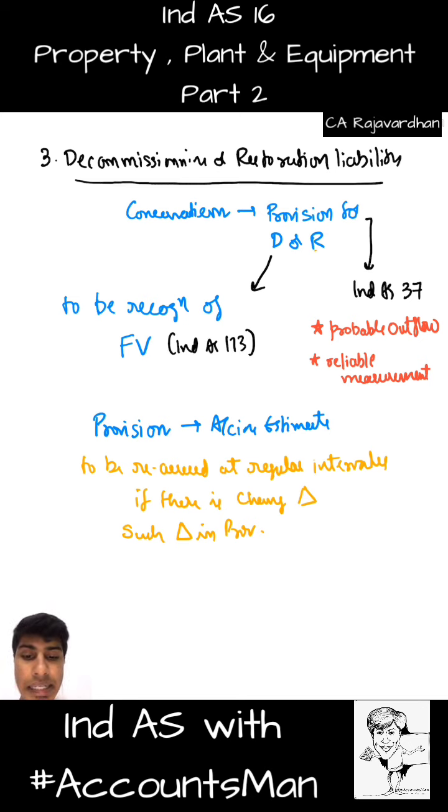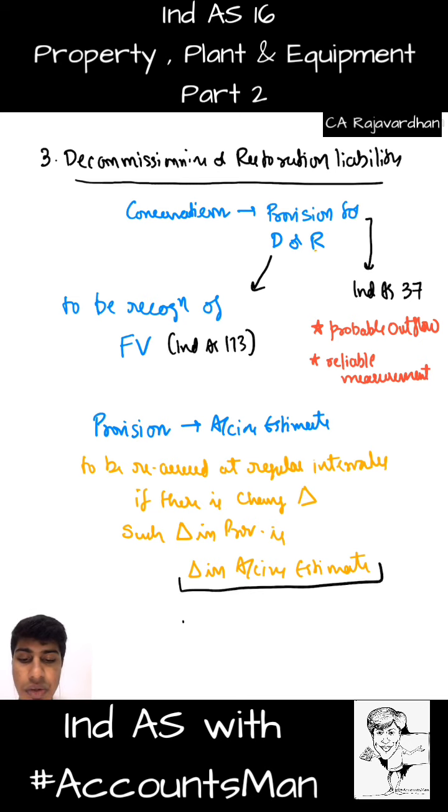But how do we do it? Such change in the provision is a change in accounting estimate. It is not a change in accounting policy. And whenever there is a change in accounting estimate, what do we do? We give prospective effect. Yeah, so whatever has happened has happened. I will not go down to change whatever is already done. I will only change it for the coming years. So this year if my provision is reassessed, I will adjust the cost for this year, and from this year on this revised cost I will start charging my depreciation. So that is with respect to decommissioning or restoration liability.